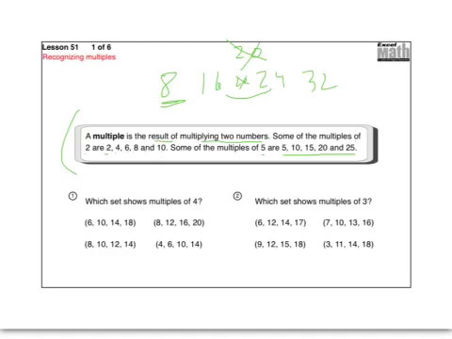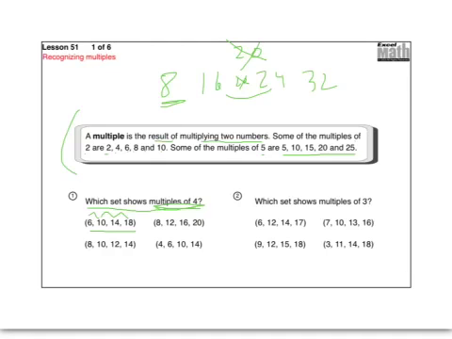Okay, kids, some kids have a real hard time with these, so watch out. Number 1, which set shows multiples of 4? Well, some kids like to pick an answer like this one because they see 6 plus 4 is 10, 10 plus 4 is 14, 14 plus 4 is 18. So yeah, that's counting by 4s. Well, it's not asking you which one's counting by 4. Which one is multiples of 4?